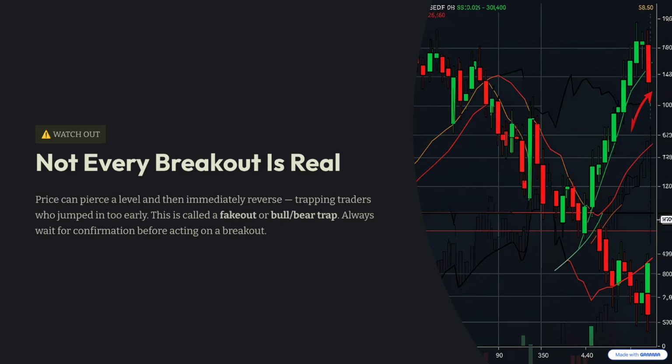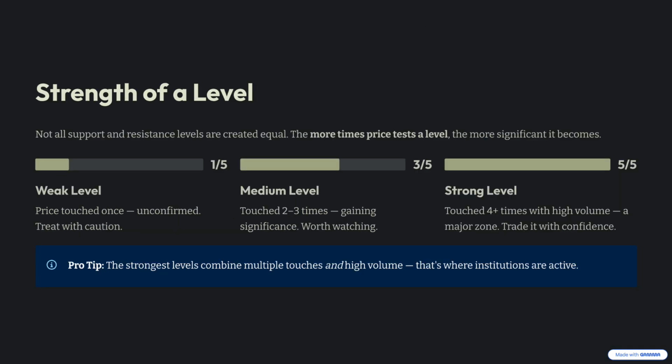But beware of fakeouts. Sometimes price breaks a level only to reverse quickly. Always wait for confirmation, like a strong close above the level with good volume. Imagine catching a move like this. That's the power of understanding these levels.